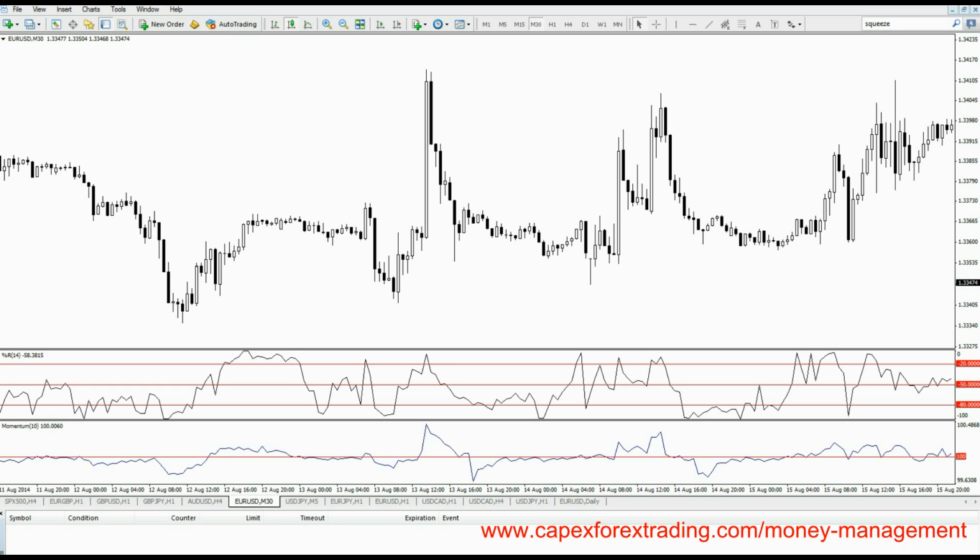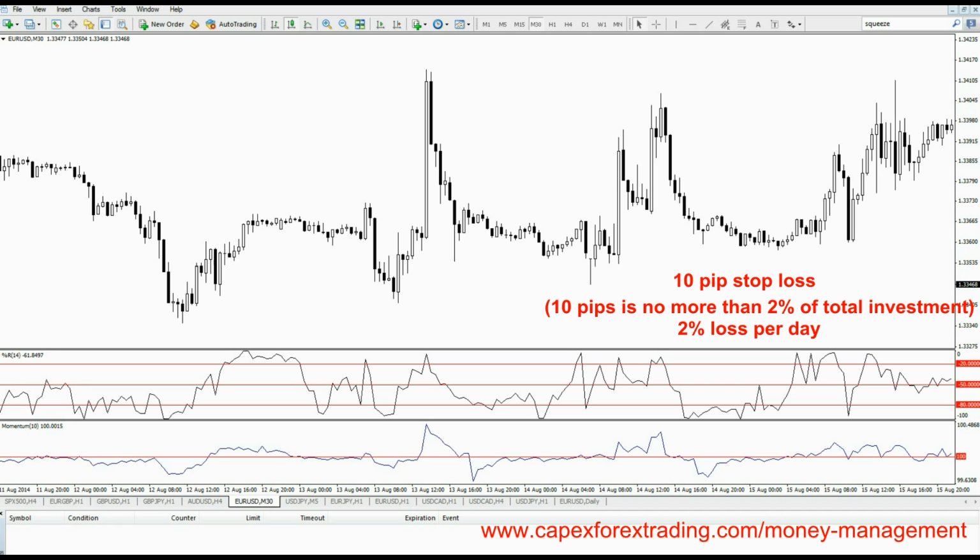So the point of the 2% rule is that even if the conditions are 100% perfect, always ensure that you know what the worst case scenario is. So the 2% rule basically applies to the risk part of your trade, i.e. the amount of pips that you're using for your stop loss. So if you're using 10 pips for your stop loss, you must ensure that the amount of money you assign to those 10 pips is no more than 2% of your total investment per day. So you're basically setting yourself a 2% loss per day, and once you hit that loss, if you got taken out by a number of factors, then that's where you stop.